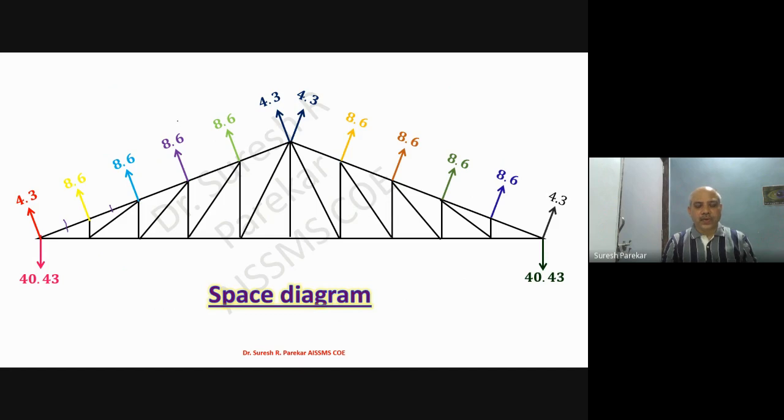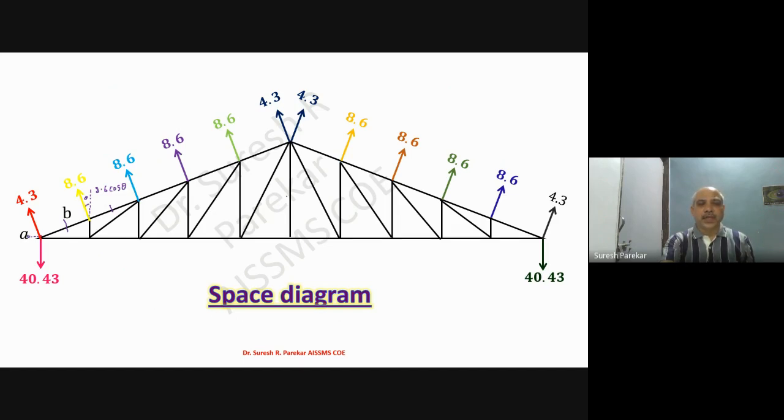Now we know the angle, so by using that angle we have to take this value, that is cos of theta. We have this angle as theta, and then we have this as 8.6 cos theta. Likewise we have to consider all values, and from this we get 40.43 as the vertical reaction, downward. The horizontal components of the loads on the left side and the right side cancel each other, and therefore we do not have a horizontal reaction.